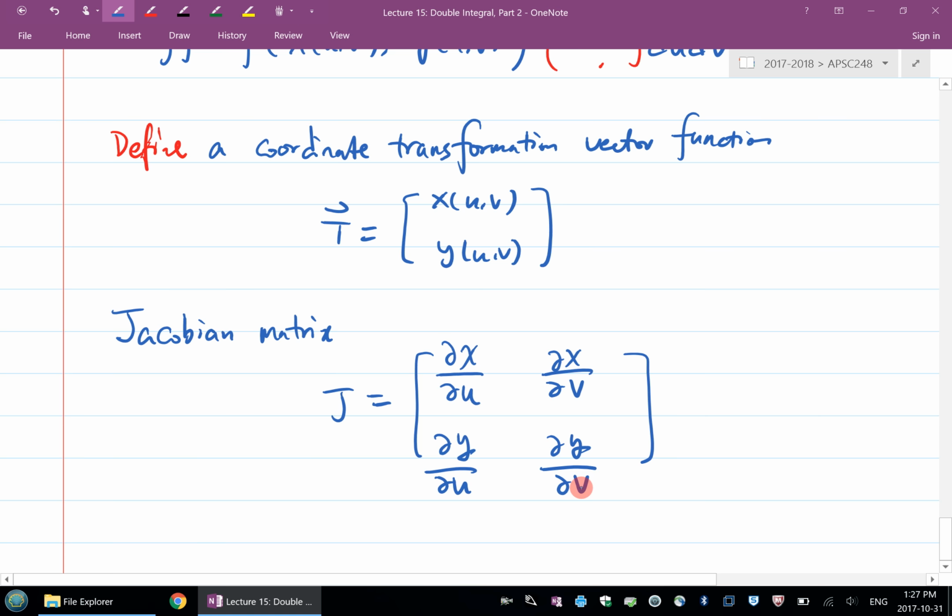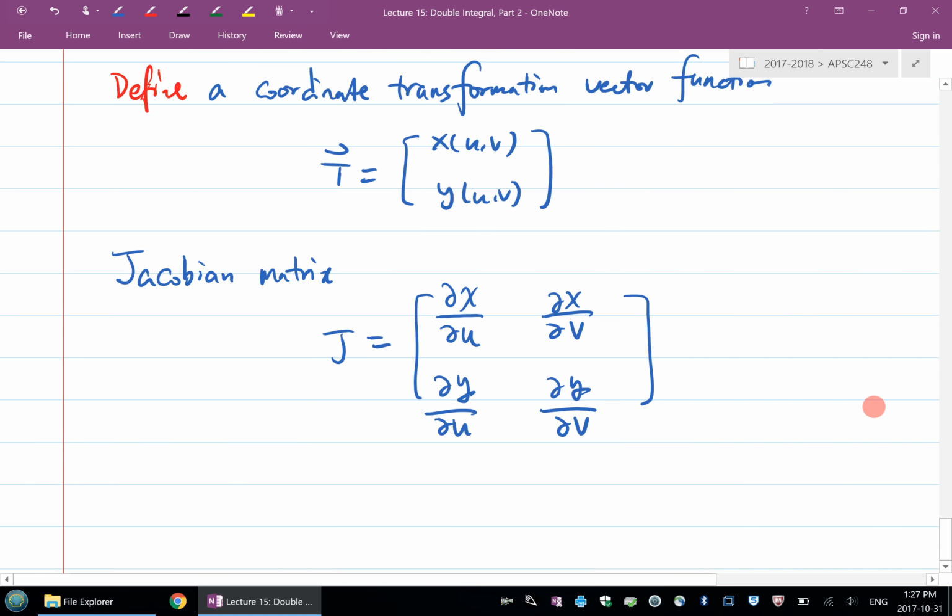As a matter of fact, it's the first derivative of a vector function. The next, second order, you end up with, I don't know if you remember, when we learned the minimum and maximum, we have a matrix called the Hessian matrix. That will be the second order. So that's a Jacobian matrix you can easily derive based on the given relationship between the x and y and the u and v.